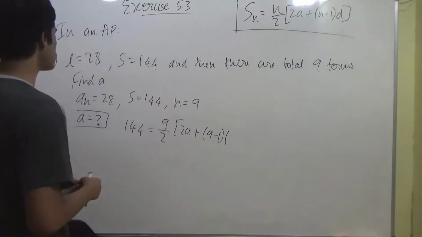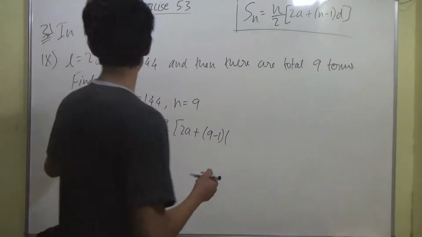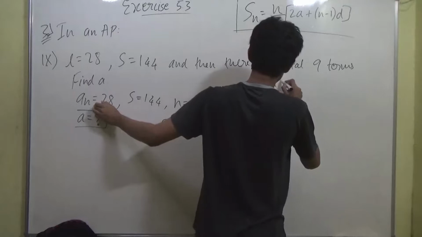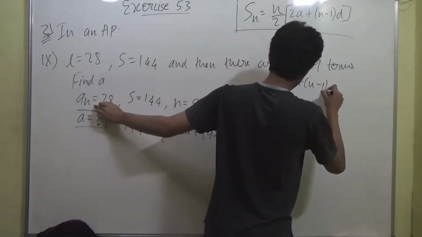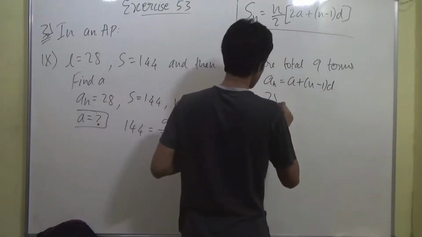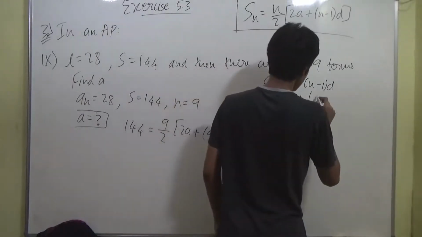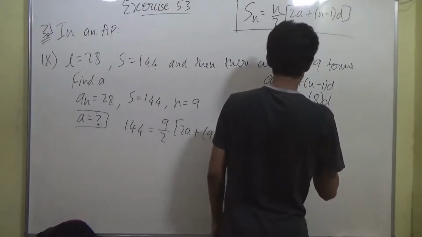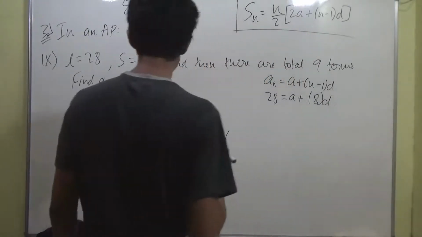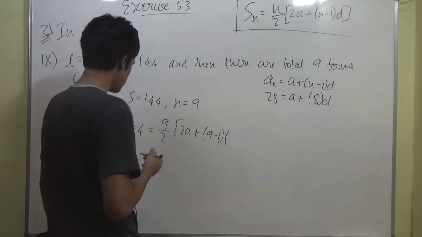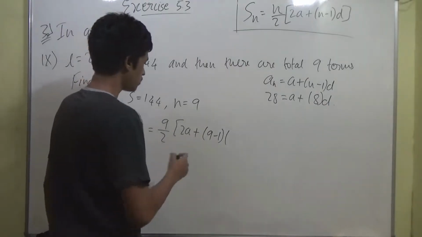Okay, so D also we have to find now. We can find D using A of n, guys. So A of n equals A plus (n minus 1) into D. A of n, they have given us 28, equal to A plus (n minus 1, which is 8) into D. So this becomes one equation and this becomes another equation.